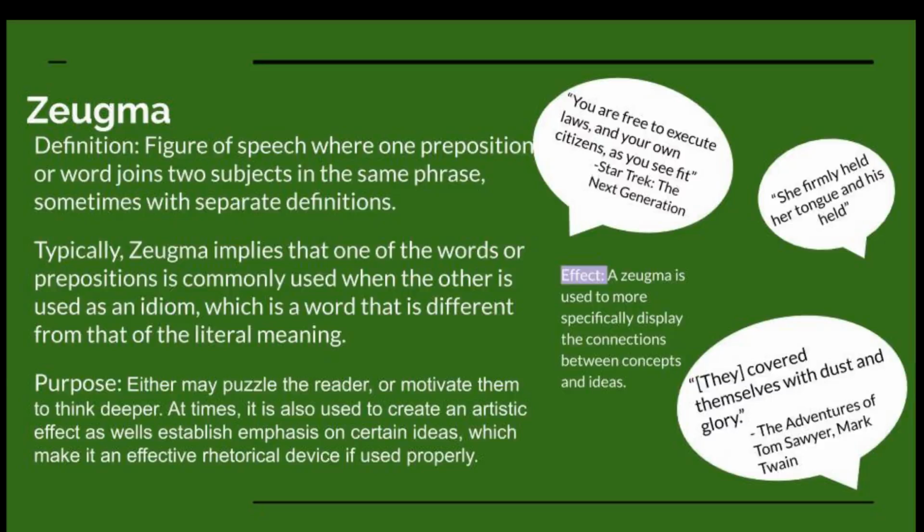Continuing on where we left off, typically, zeugma implies that one of the words or prepositions is commonly used when the other is used as an idiom, which is a word that is different from that of a literal meaning. For an example on the right, she firmly held her tongue and his hand. Or, they covered themselves with dust and glory.